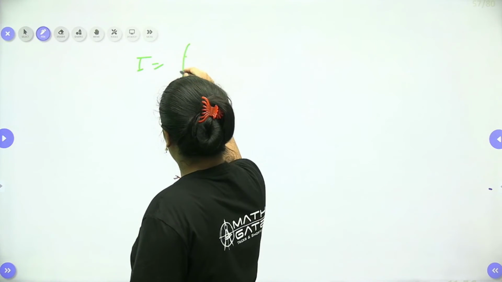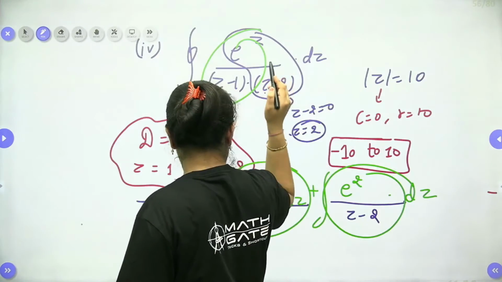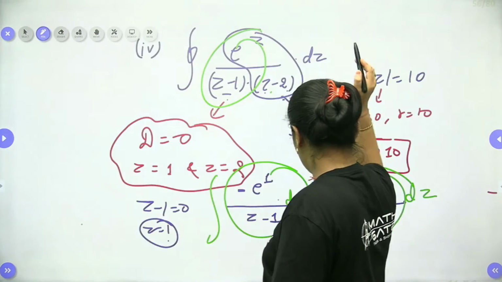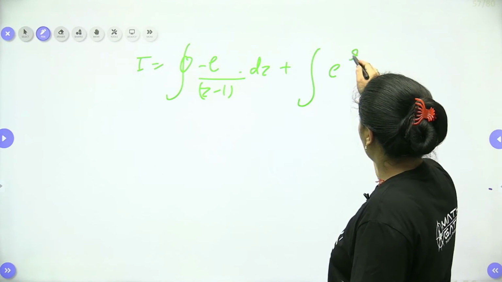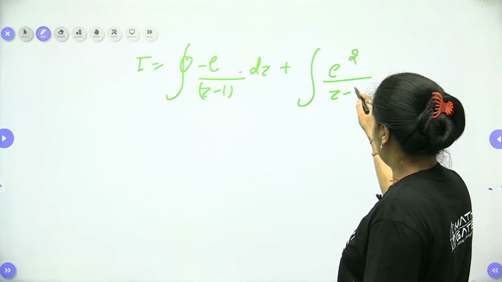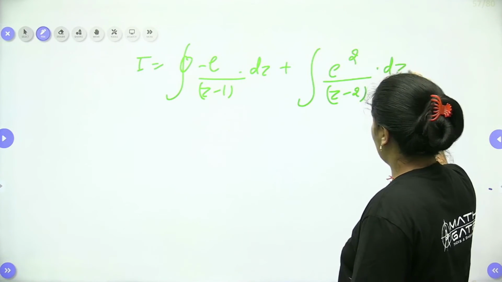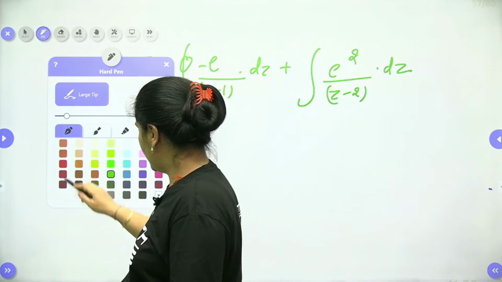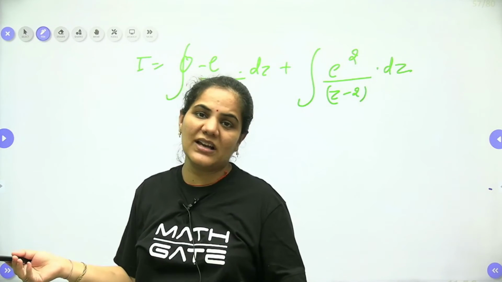So the integration will be closed integration of e by z minus 1 dz, plus we can write down here e square by z minus 2 dz. Yes, exactly. So we will integrate this one also. As we know very well, both the poles are inside the closed curve and both the poles are singular only.